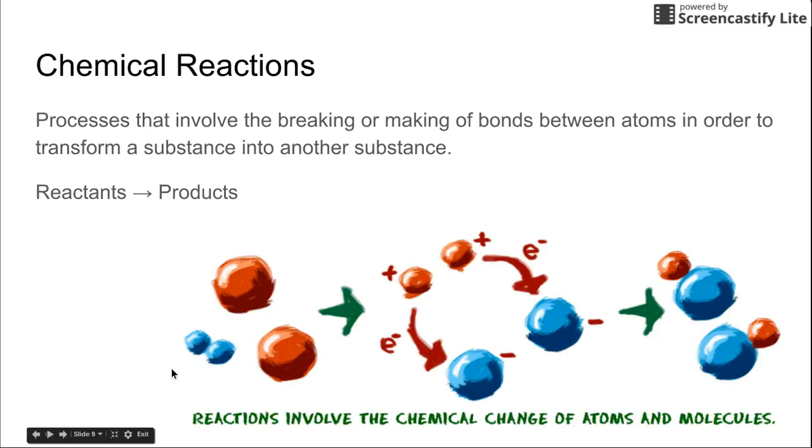These reactions involve the chemical change of atoms and molecules. You'll notice that we have separate molecules over here, separate atoms. As they combine, we now have a different substance over here, which is our product.